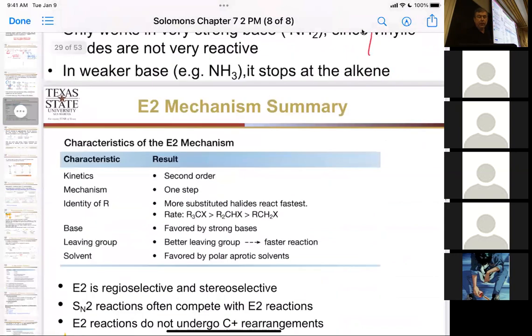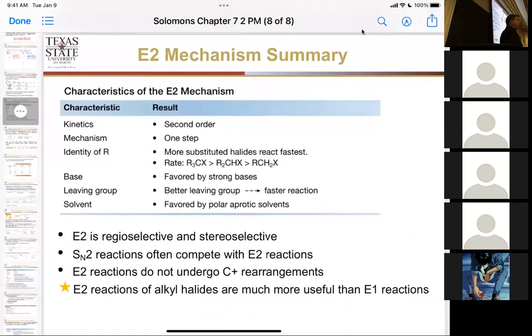And so in summary, our E2 mechanism is analogous to our SN2 mechanism: one step, second order, because the base and the substrate have to be there at the exact same time. The tertiary halides react faster than the secondary halides, and the secondary halides react faster than the primary halides. This is counterintuitive, but the idea is that the bond is easier to break on that tertiary carbon as you're starting to pull the hydrogen off. It's easier to break the carbon-halogen bond on that tertiary site. So because of that, the tertiary is faster than the secondary.